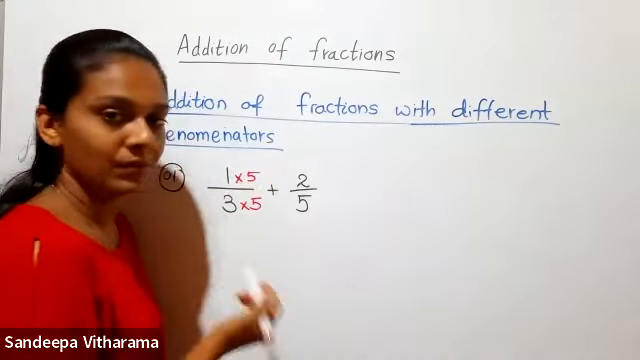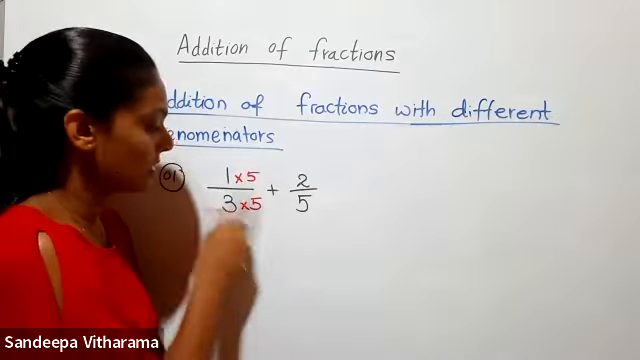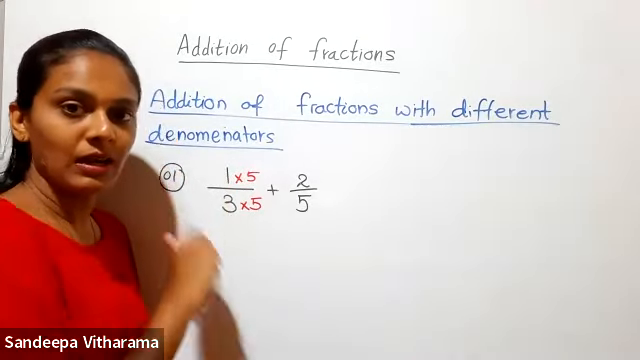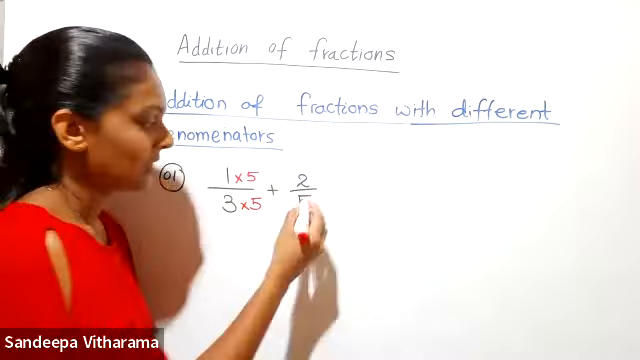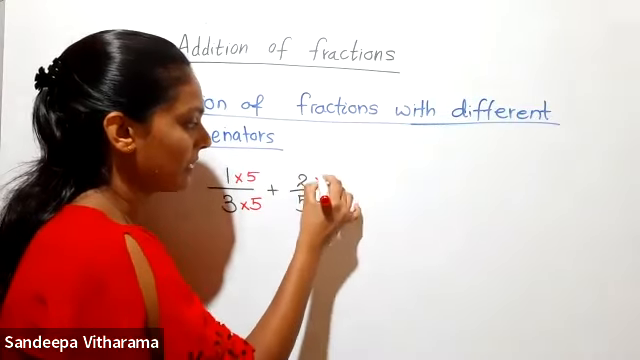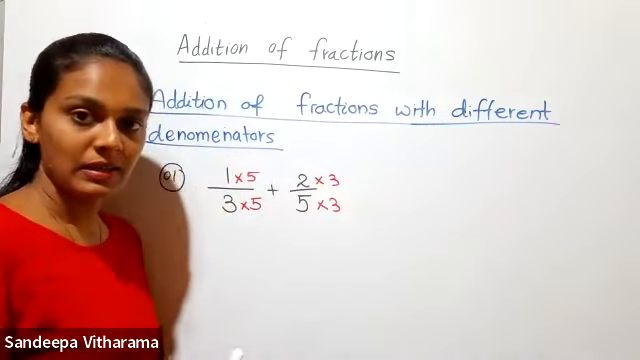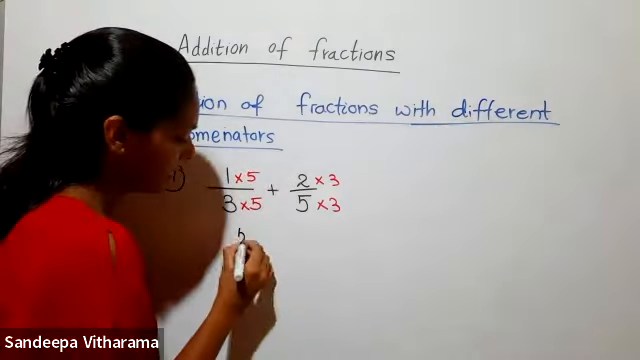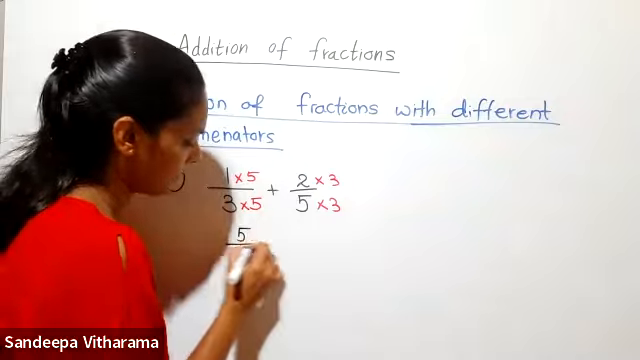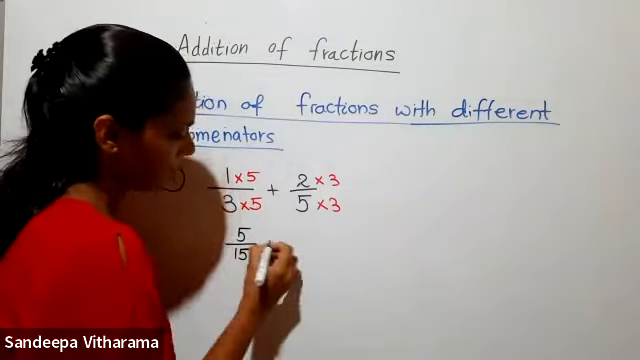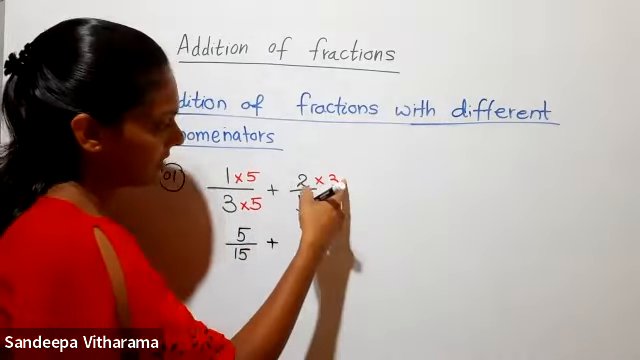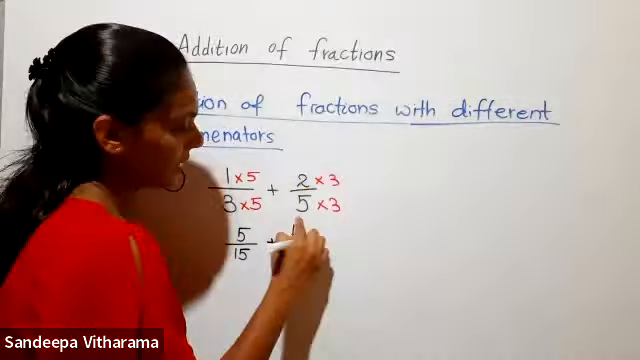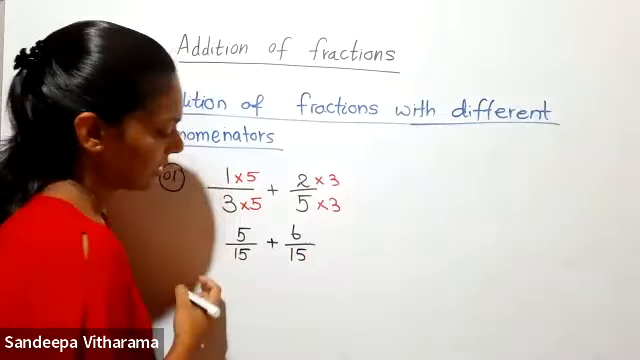Here it is multiplied by 5 also, because what is the change we do to the denominator? We have to do it to the numerator too. Here it is multiplied by 3. This is multiplied by 3. So now 1 times 5 is 5. 3 times 5 it is 15. Here 2 times 3 it is 6. 5 times 3 it is 15.